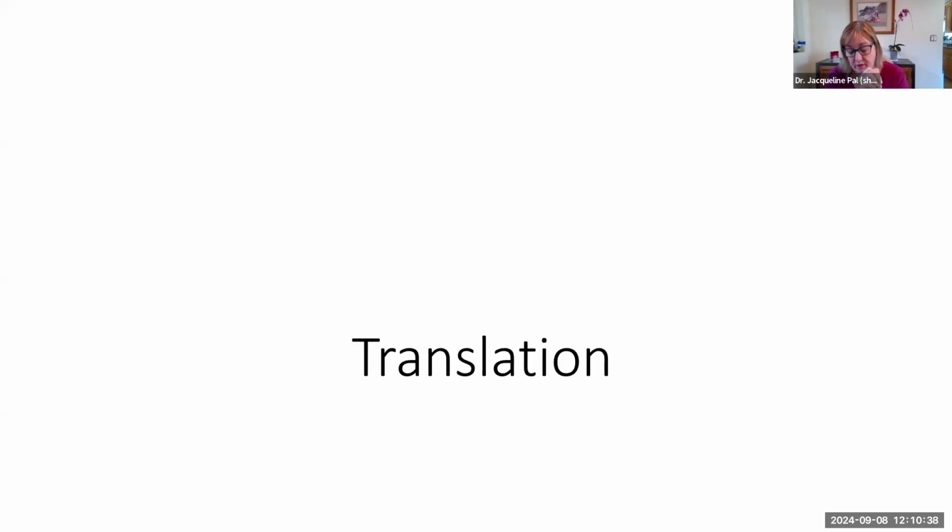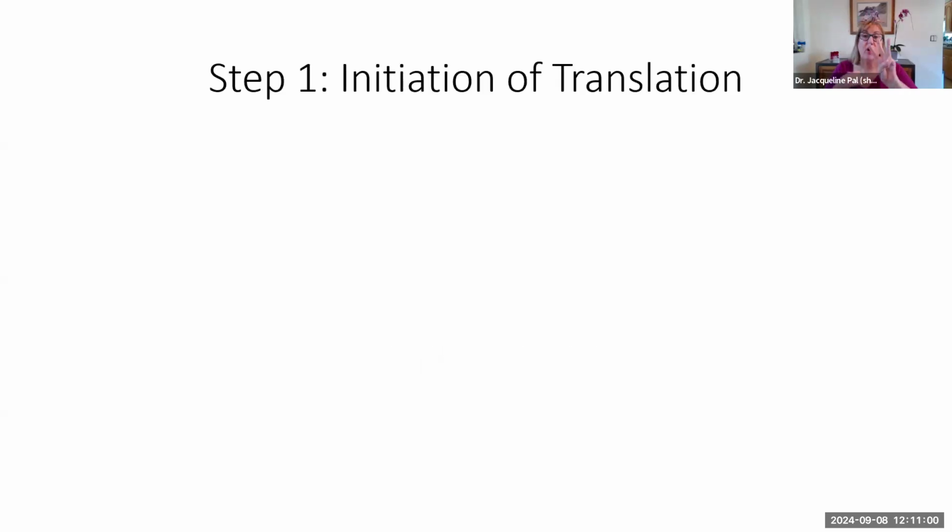Welcome back to this lecture series. And in this specific lecture, we are going to talk about the steps in the process of translation, where we are going to be moving from nucleic acid language as found in messenger RNA to the protein language as found in amino acids. And there are 3 steps, and the names of the steps should sound familiar.